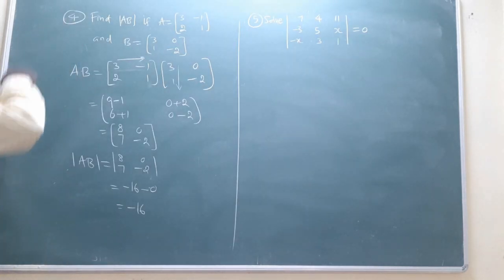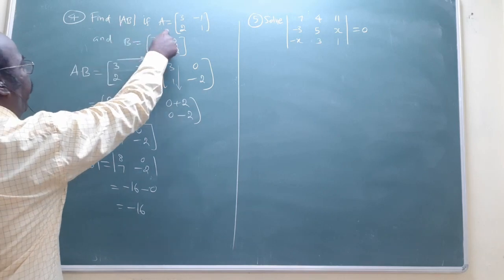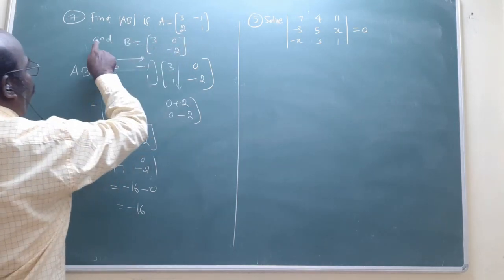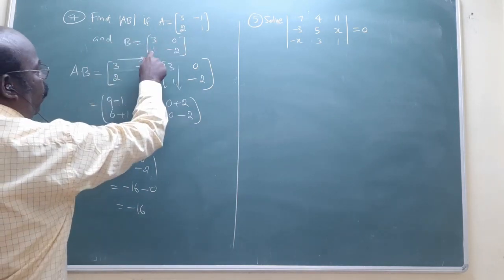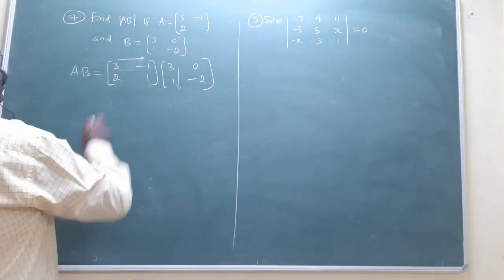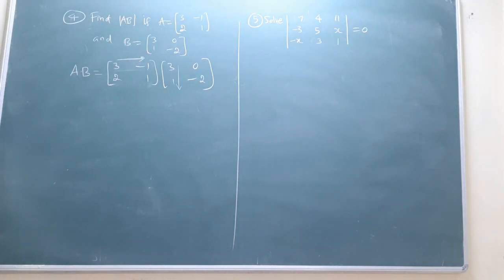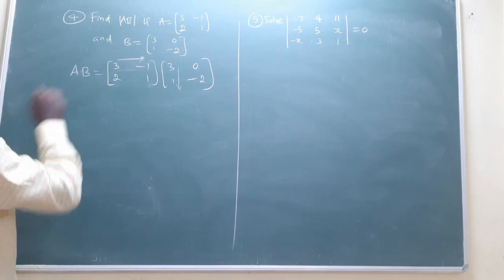Fourth question, already questions number 1, 2, 3 are over. Find the value of the determinant of AB if A equals 3, minus 1, 2, 1 and B equals 3, 0, 1, minus 1. Am I right? Now, first find AB. Afterwards find the determinant of AB. First find AB, A times B matrix.